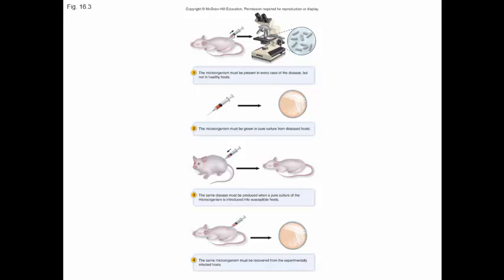1. The microorganism must be present in every case of the disease. 2. The organism must be grown in pure culture from diseased hosts. 3. The same disease must be produced when a pure culture of the organism is introduced into susceptible hosts. 4. The organism must be recovered from those experimentally infected hosts.